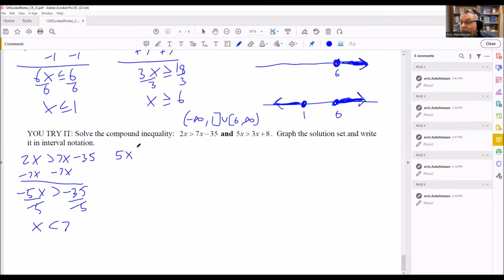Now for the other one, we have 5x is greater than 3x plus 8. We're going to subtract 3x from both sides, and we get 2x is greater than 8. But then we have to divide both sides. The sign does not flip here because we're not dividing by a negative. So I have x is less than 7. X is greater than 4.